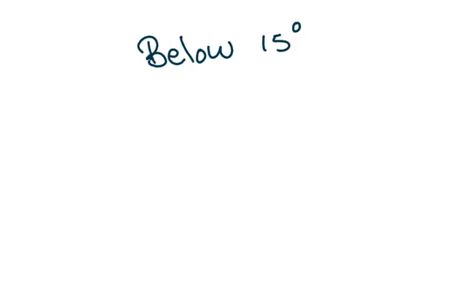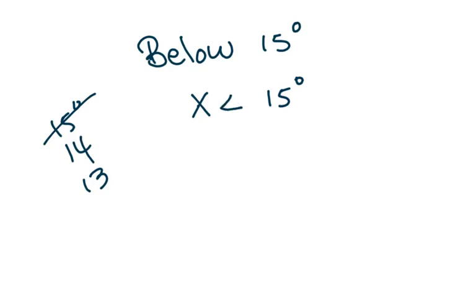What if I tell you to write an equation that would work with this? Below 15 degrees. X something 15 degrees. Can it be 15 degrees? No, it has to be below it. Can it be 14 degrees? Yes. 13? Yes. 10, and so forth. So x has to be what? Less than 15 degrees because it can't be equal to it. So that's my inequality right there.